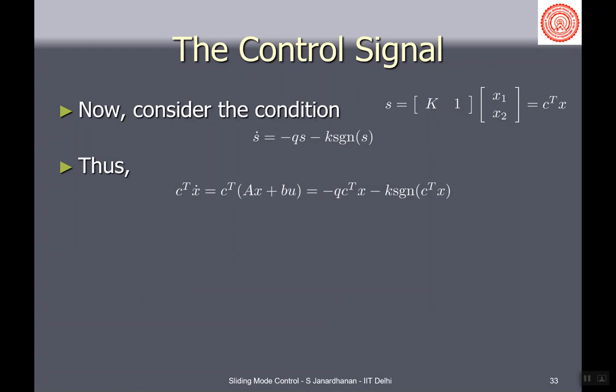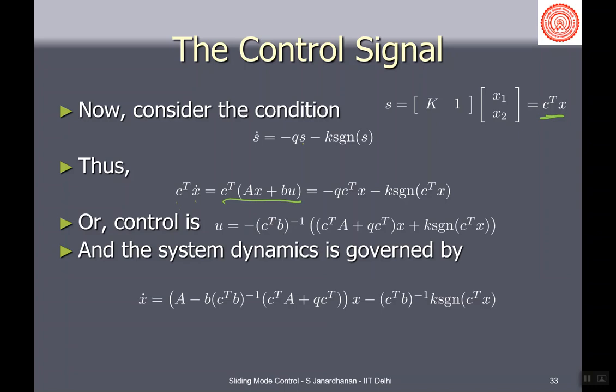But S is C transpose X, so S dot is C transpose X dot, which has this expansion. Now if you solve for U from this, you get U to be of this nature. Now what is necessary is that C transpose B should not be equal to 0.